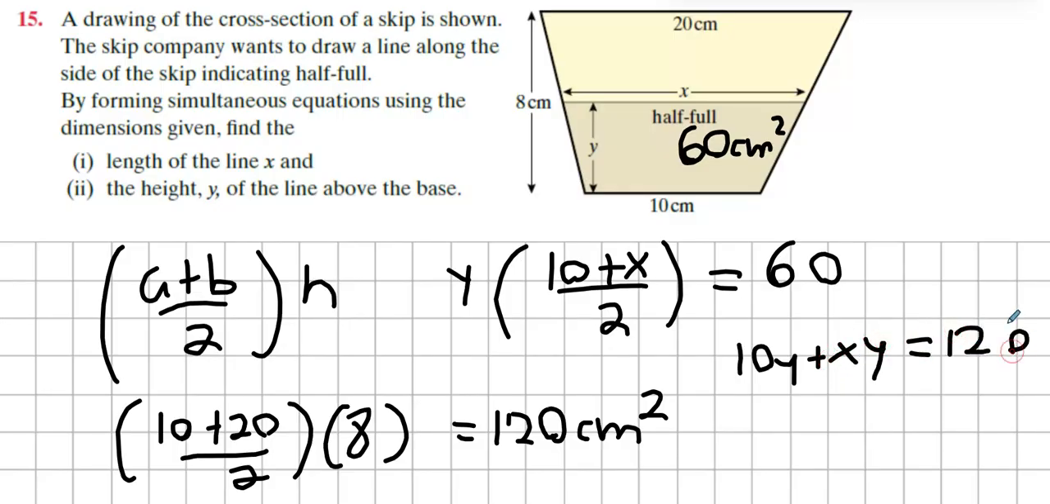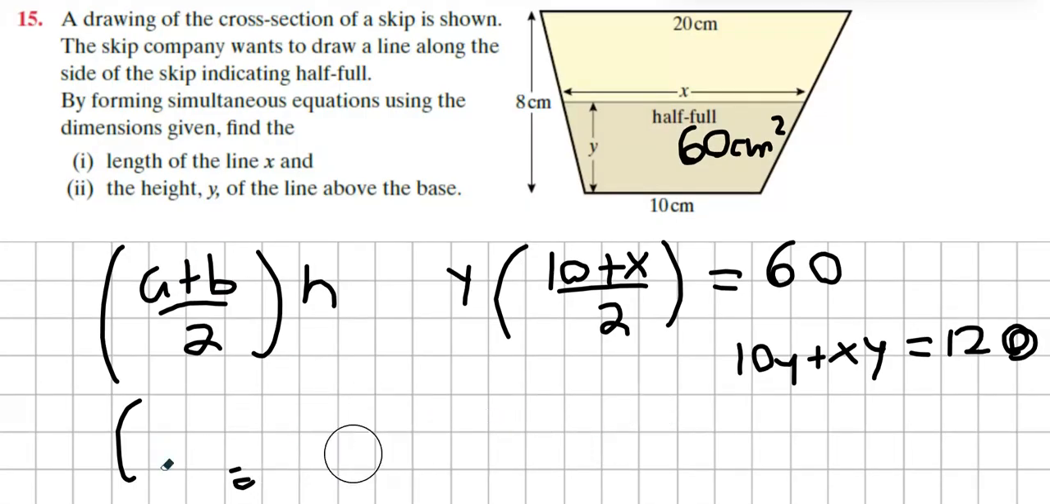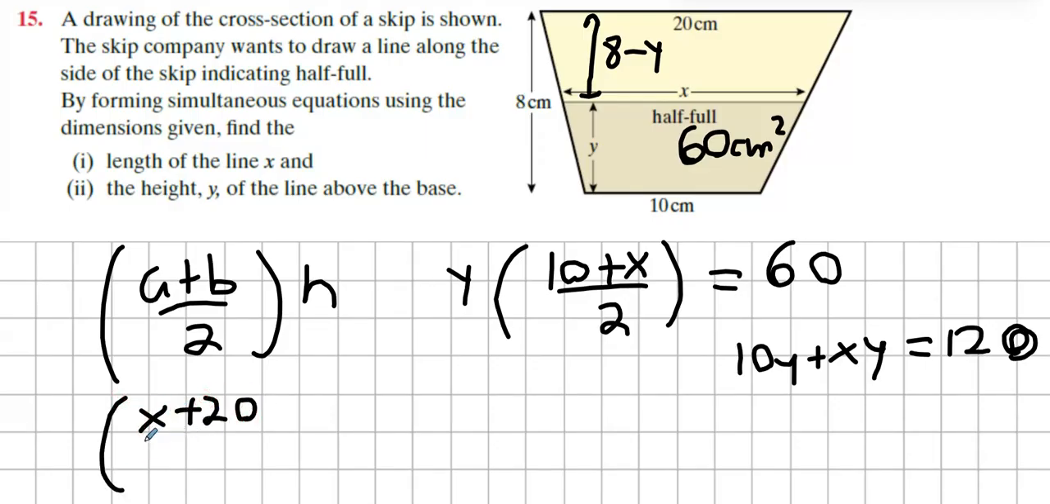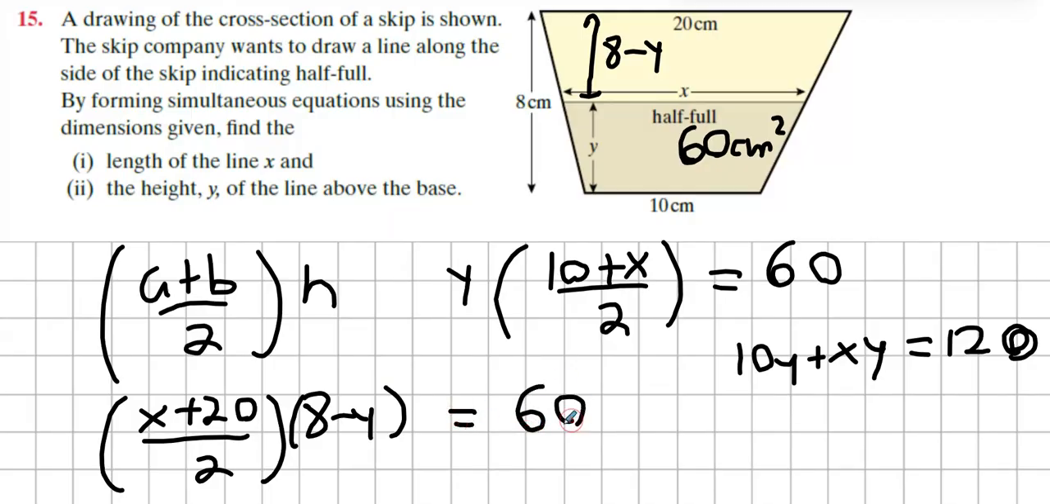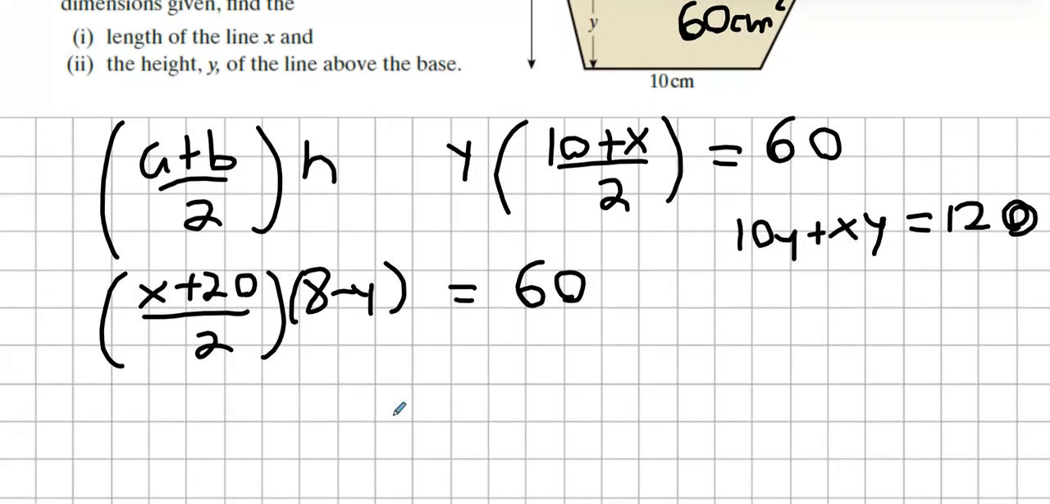Everybody got that? That's only one equation with 2 letters. So it means I'm actually going to have to use the top trapezium after all. So what I was thinking earlier wasn't such a bad idea now. That's 8 minus y, isn't it? The bottom is x and the top is 20. Let's go for that then. That's x plus 20 divided by 2 multiplied by 8 minus y equals 60.